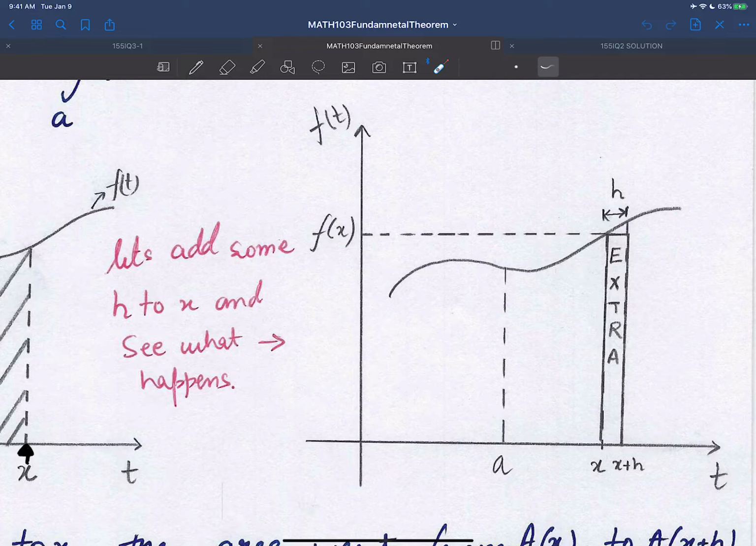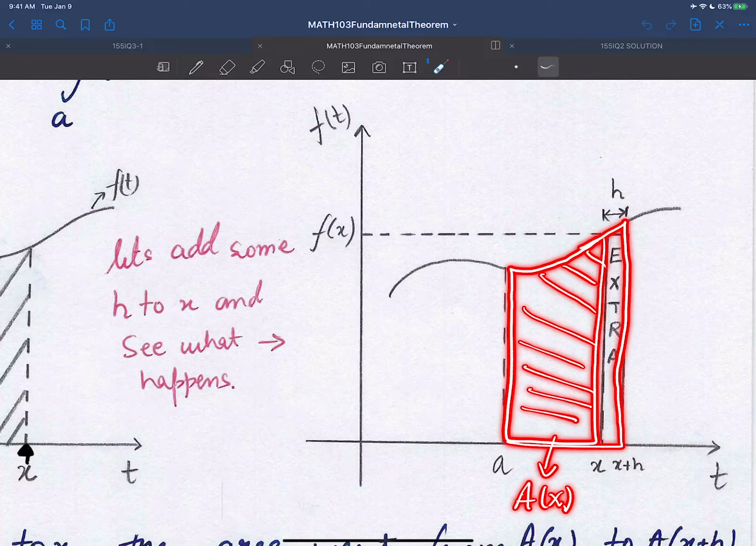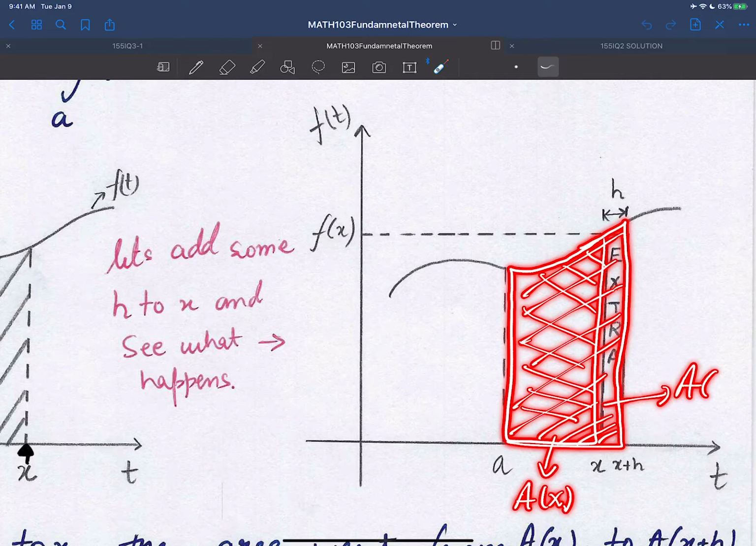So now remember, up to this point, this portion here is nothing but A of x. And then this whole thing, including A of x, is the area A of x plus h, because it accumulates all the area up to that point, right? So that's what you're getting here.